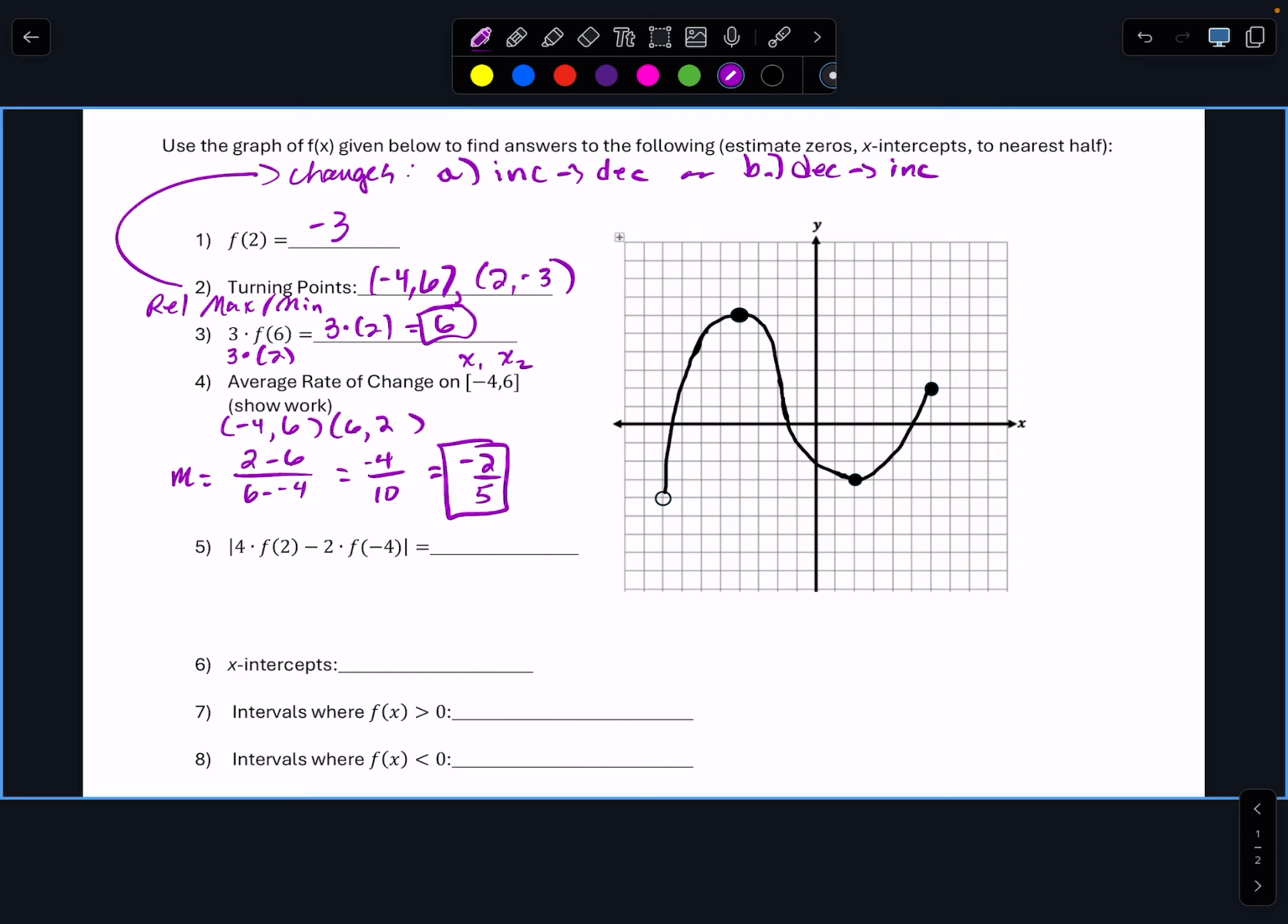On problem number 5, we are using absolute value. That's what these bars are. Those are absolute value. And what you need to do is simplify what is on the inside first and then take your absolute value.